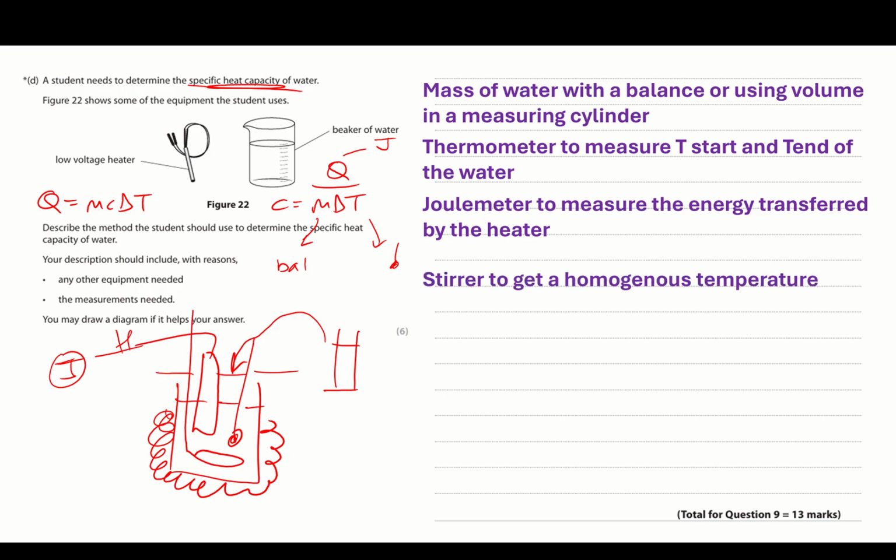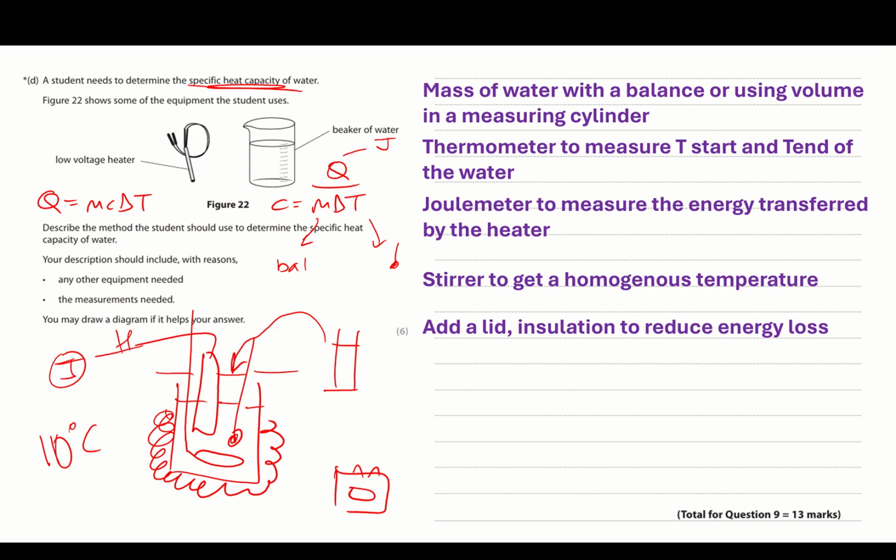Get a stirrer to make sure we get the same temperature throughout the water. I've used the word homogeneous. Add a lid and insulation to reduce the energy loss. And then if we wanted to, we could have a stop clock and time it, or we could say we're going to let it rise by 10 degrees C. Then we're going to use C equals Q over M delta T. Repeat the process 3 times and calculate a mean.